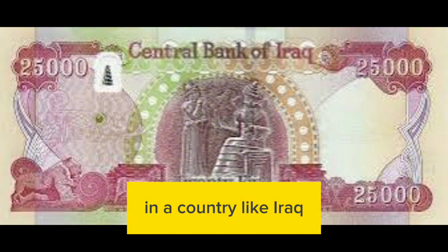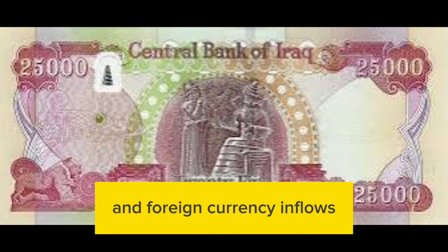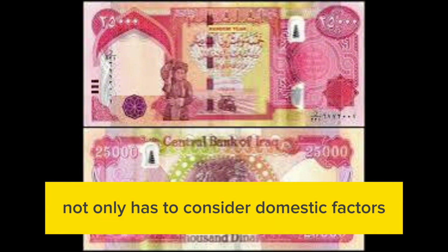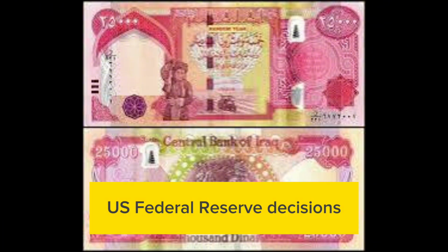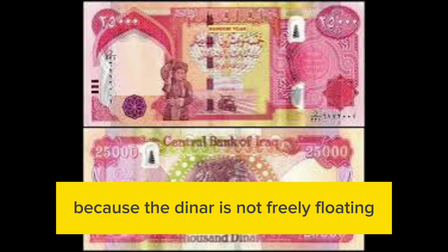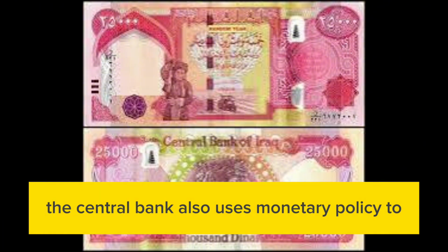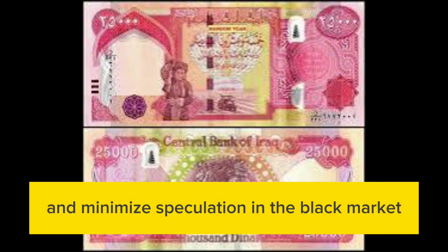In a country like Iraq, where the economy is highly dependent on oil exports and foreign currency inflows, monetary policy becomes even more delicate. The central bank not only has to consider domestic factors but also global oil prices, U.S. Federal Reserve decisions, and regional economic conditions. Because the dinar is not freely floating and has a managed exchange rate system, the central bank also uses monetary policy to support the official rate and minimize speculation in the black market.